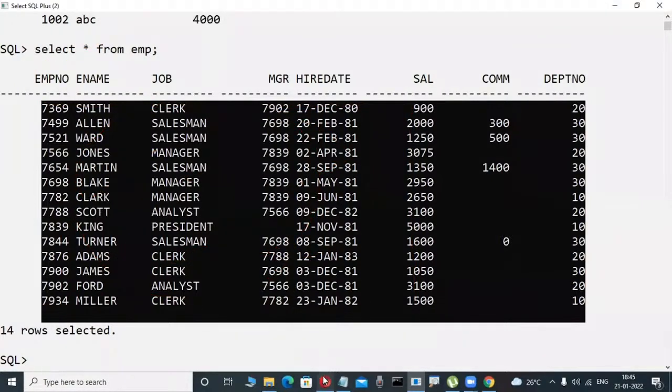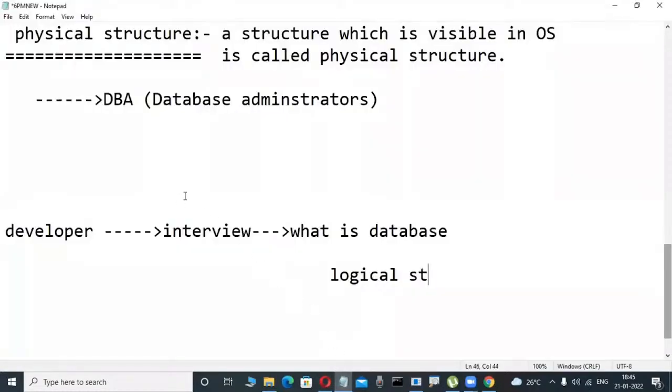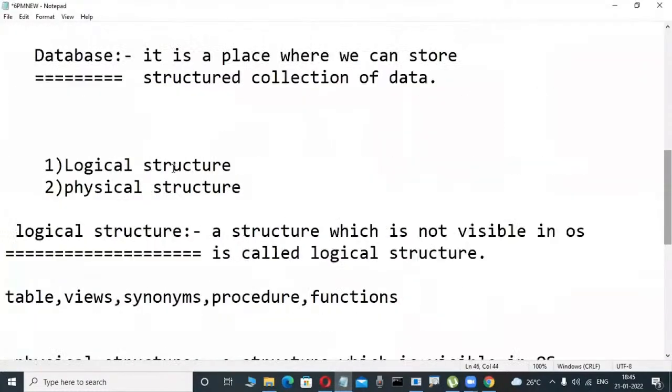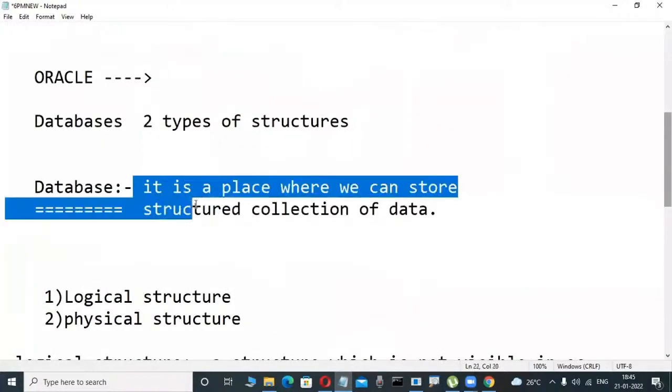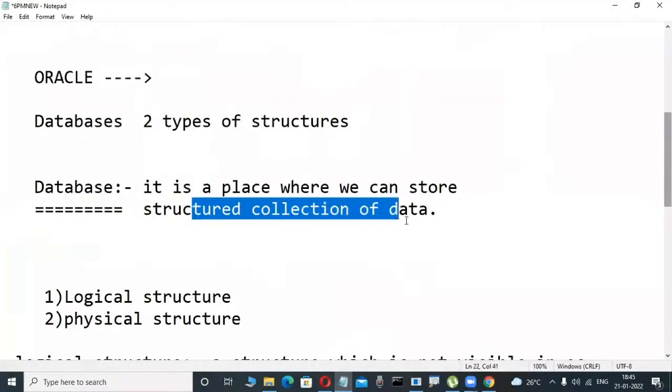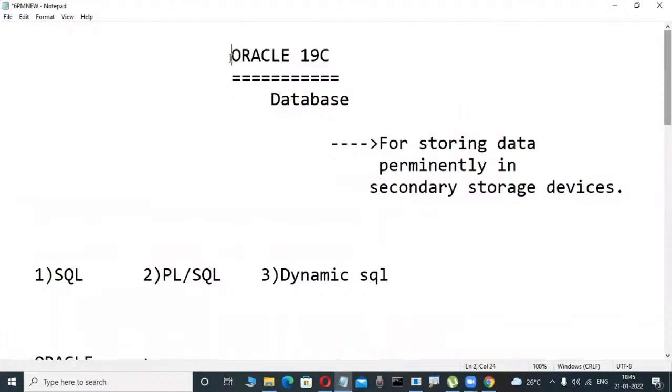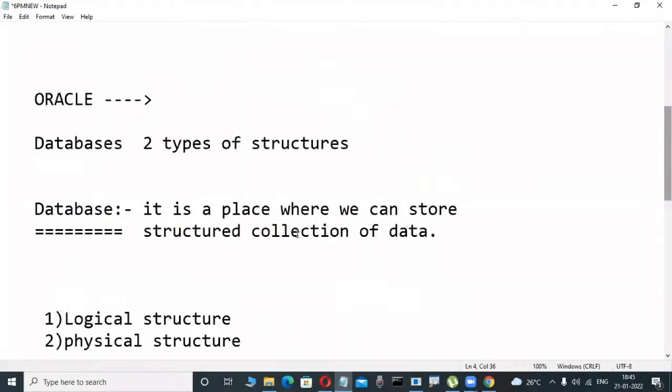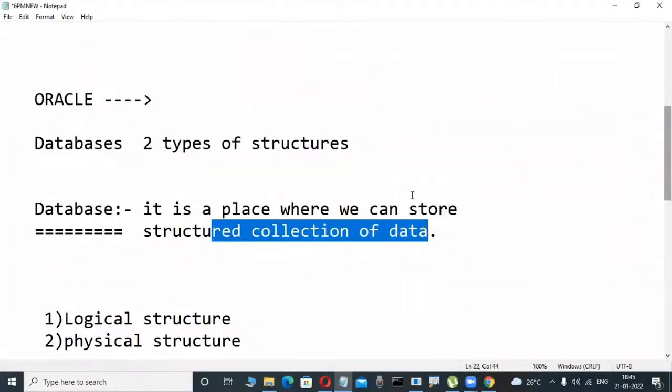That's why, in books, or when we type in Google what is a database, two definitions are there, but most developers write that it is a place where we can store a structured collection of data. Understood? And this Oracle is a product from Oracle Corporation. In our course we are learning the 19c version only. This is a database product. If anybody asks what a database is, as a developer we say it is a place where we can store a structured collection of data. That is the logical side.